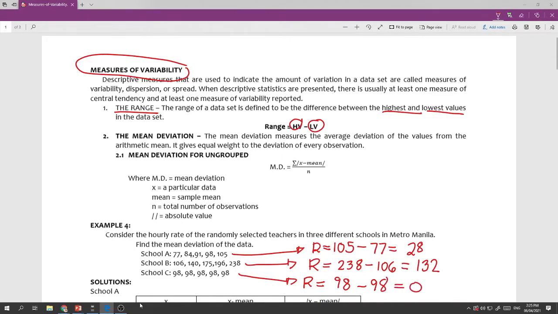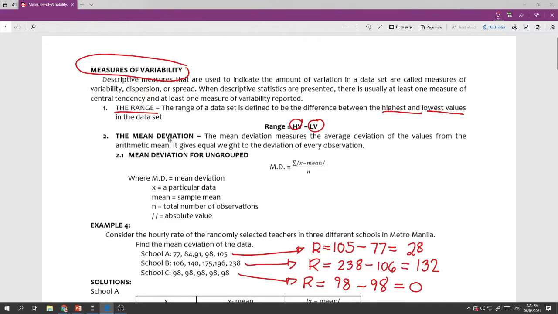Okay. So, any school whose hourly rates are all the same, like that 0, look at school C, they are all 98. So, meaning, its range is 0, which means their hourly rates are all the same. But when I say, look at school B, 132, it's very, very big. So, meaning, there is a big difference in the hourly rate of the teachers here, because one is 238, the other is only 106. So that's what you call the range.